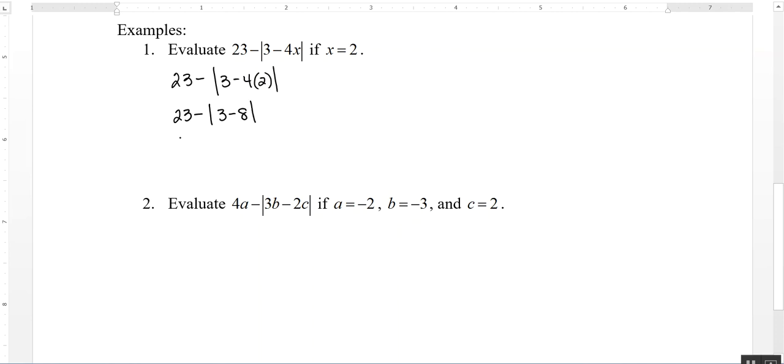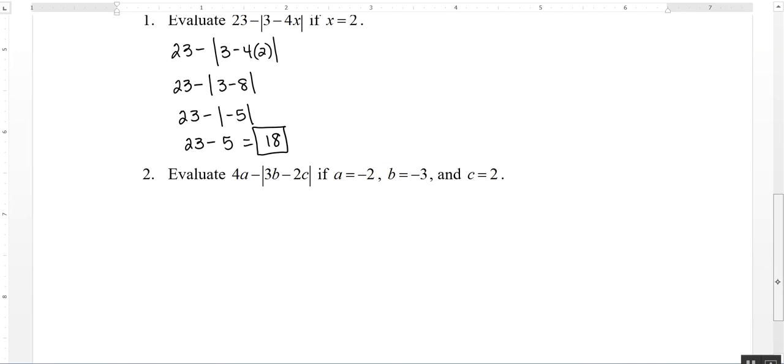And now continue to evaluate within the bars. 23 minus the absolute value of -5. And now that I have just one number between the absolute value bars, I take the absolute value of that, and the absolute value of -5 is +5, so that gives me 23 minus 5, which is 18.